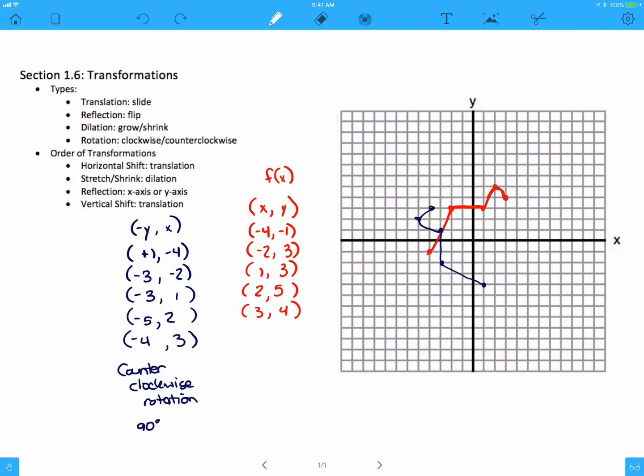That's the idea. Okay? Now, if you wanted to go clockwise instead of counterclockwise, basically the only difference is when you switch the two coordinates around, you'd make the first one negative. That'd be the only difference. Or I guess when you switch them, you'd make the second number negative from the original graph. And that would rotate clockwise.